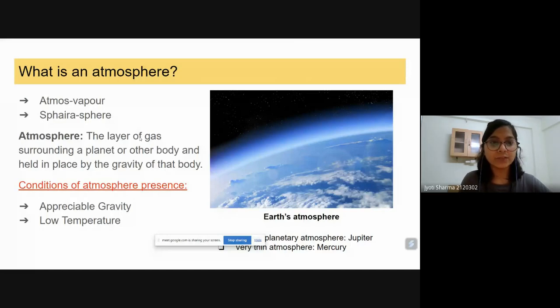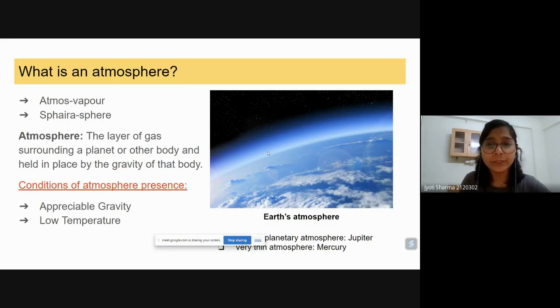So, what's the atmosphere? Atmosphere consists of two words: atmos and sphera. Atmos means vapor and sphera means sphere. You can see here it is our earth, and this layer has so many gases around the earth. So the definition of atmosphere can be the layer of gases surrounding a planet or other body. If a planet or some other body has some gravity and some mass, then that body can also have an atmosphere. And these layers of gases must be held in place by the gravity of that body.